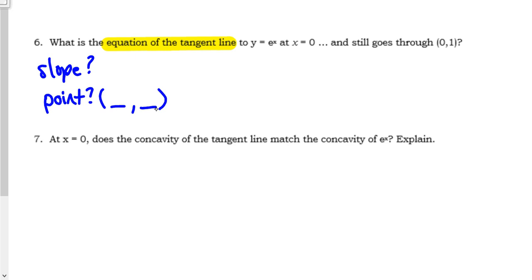What is the equation of the tangent line to y equals e to the x at x equals 0? And it's an equation that goes through 0, 1. Oh, so there's my point. How do I find slope? Well, slope is a derivative, right?